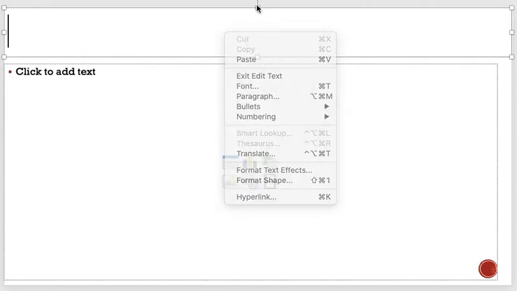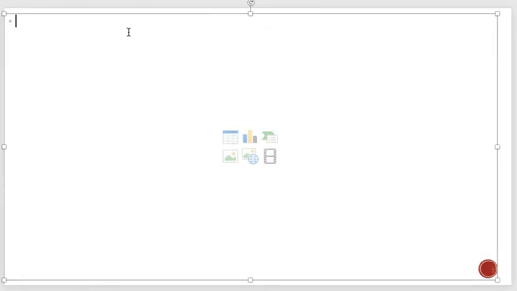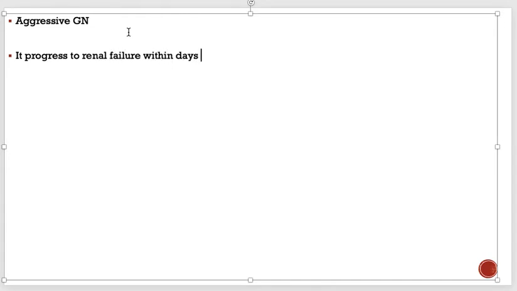Okay, this one is one of the aggressive types of glomerulonephritis. It is a very aggressive condition that deteriorates very quickly. It progresses to renal failure within days or weeks. Simply, there are circulating antibodies which can damage the kidneys, and they can deposit in the kidneys.